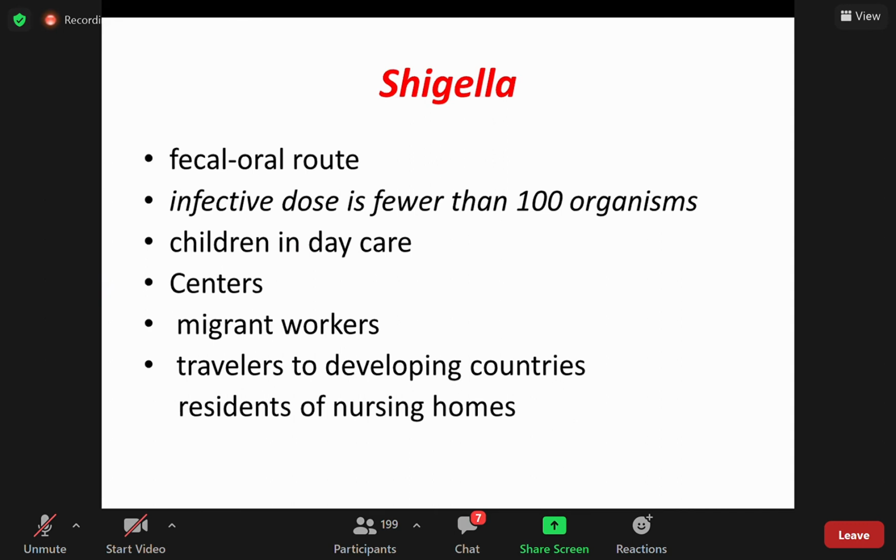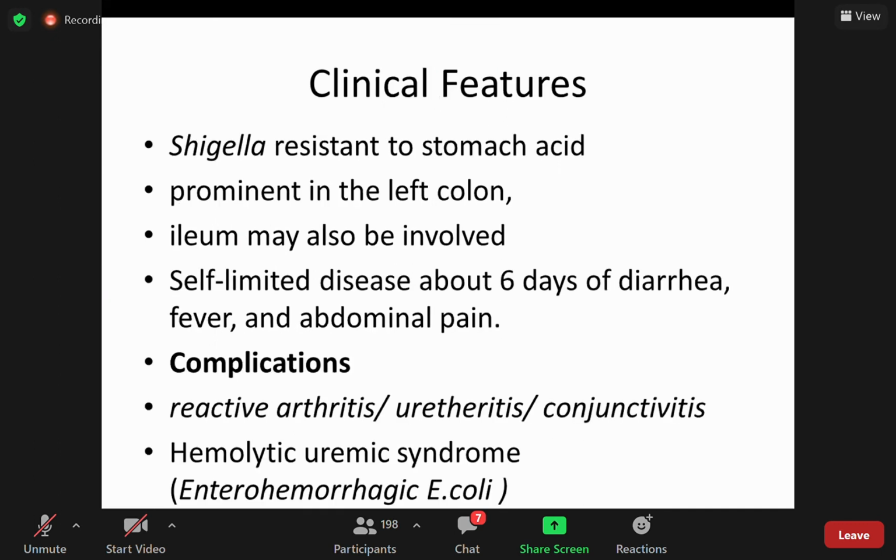It is associated with migrant workers, and places where there is close contact, like daycare centers, hospitals, some conferences, or other close areas. Usually Shigella is not easily killed by the HCl present inside our stomach, so it is more found in the left colon. It's usually symptomatic and self-limited, but if the condition gets worse, it can be life-threatening. The complications are hemolytic uremic syndrome caused by enterohemorrhagic E. coli, reactive arthritis, conjunctivitis, and urethritis.